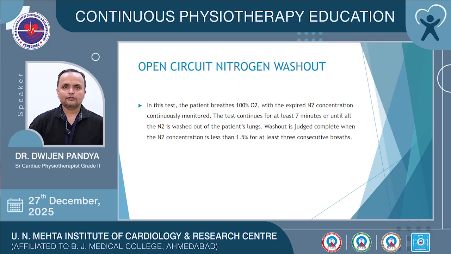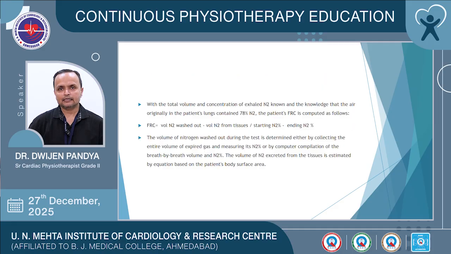Open circuit nitrogen washout test. In this test, the patient breathes about 100% O2 with expired nitrogen concentration continuously monitored. The test continues for at least 7 minutes or until all the nitrogen is washed out of the patient's lungs. Washout is just complete when the nitrogen concentration is less than 1.5% for at least 3 consecutive breaths.